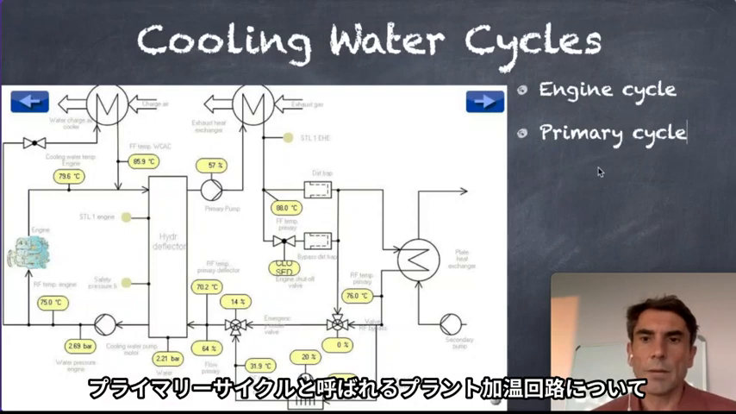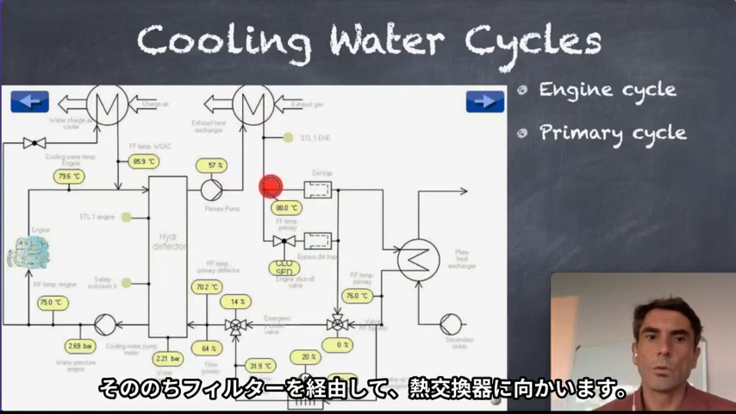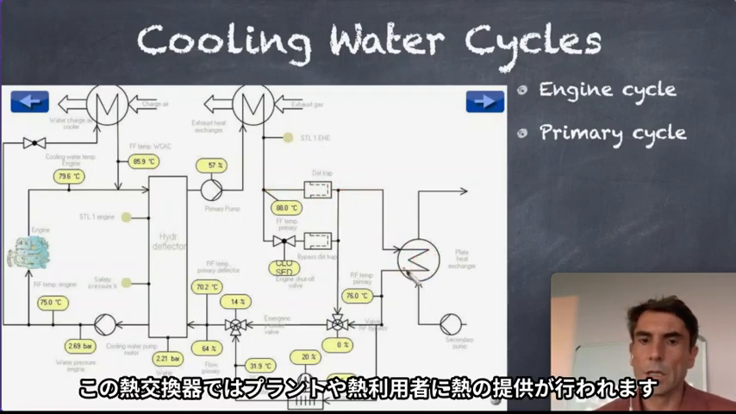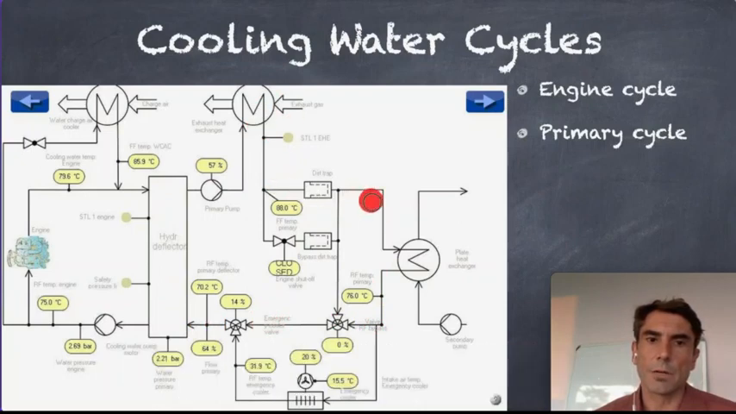Okay, then we have the primary circle. The primary circle starts here in the hydraulic separator. We run through the primary pump, through the exhaust gas heat exchanger, then to a filter dirt trap string, through the plate heat exchanger. Here the heat gets transferred to the plant or to the client. The cold water comes back from the client or from the plant and runs back to the hydraulic separator. That's that flow.